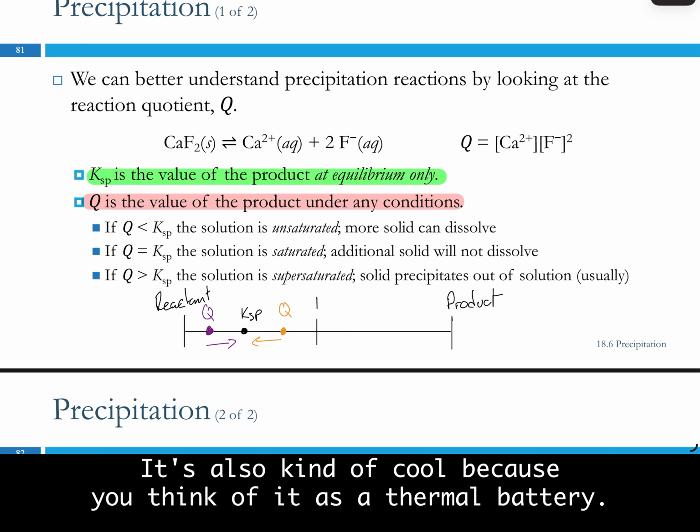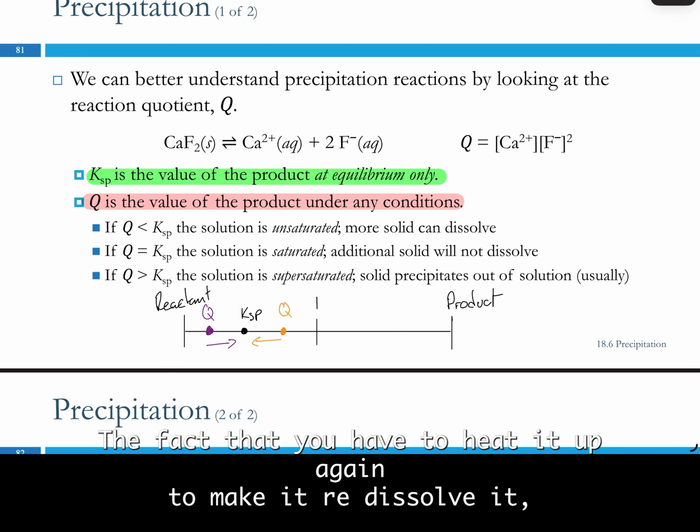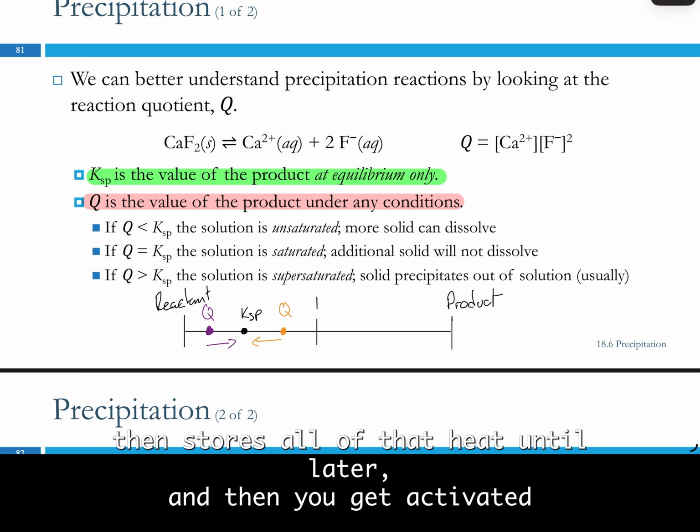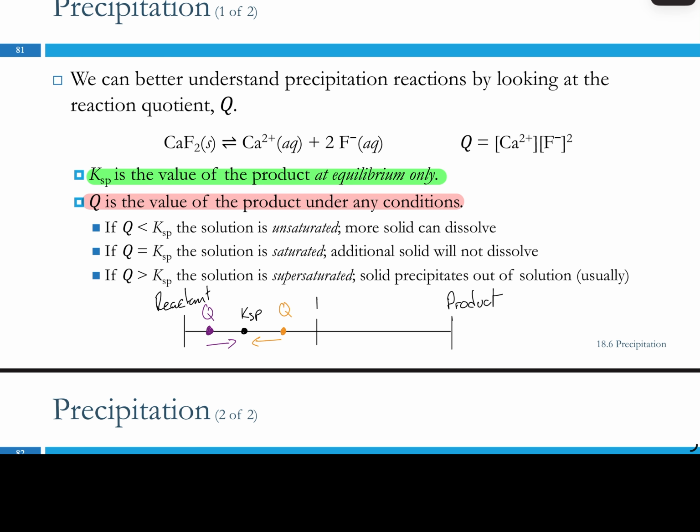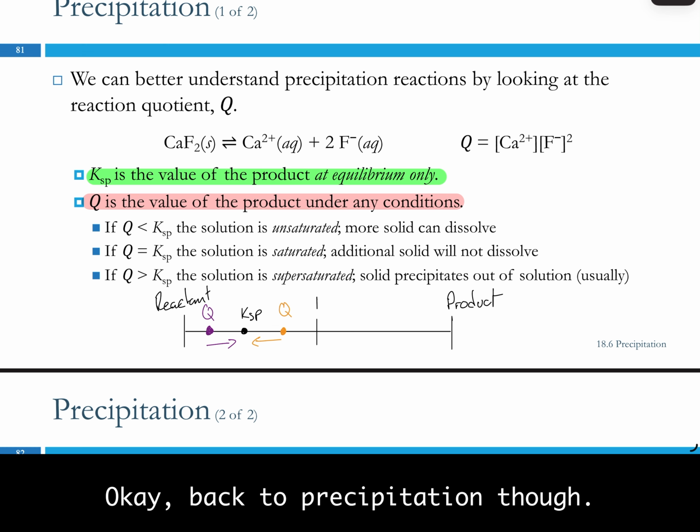It's also kind of cool because you can think of it as a thermal battery. The fact that you have to heat it up again to make it redissolve means it stores all of that heat until later. And then you can activate it and it releases all the heat that you stored by boiling it. Okay, back to precipitation though.